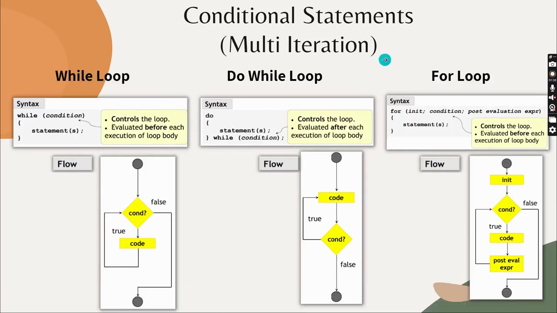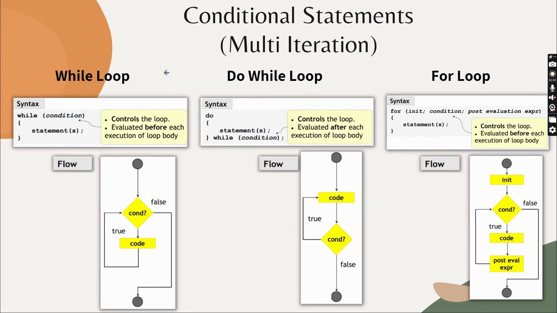And when we come to multi-iteration, multi-iteration consists of loops. Loops are used when we want to run a program many times. There are three types of loop: while loop, do while loop, and for loop. In a while loop, while this condition is true, this statement is run many times. Do while and while have one difference.